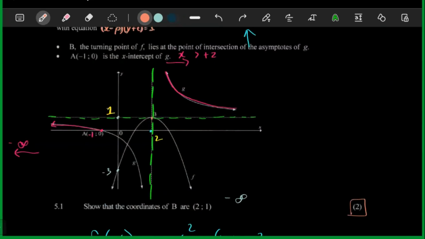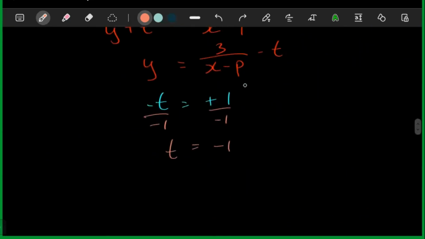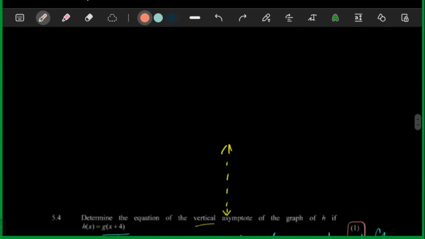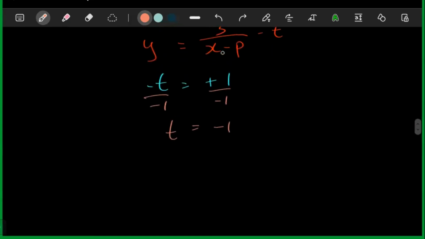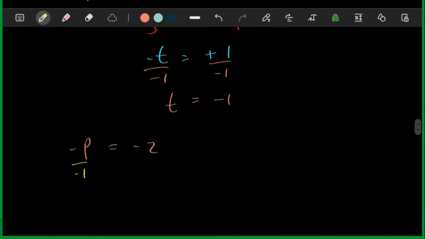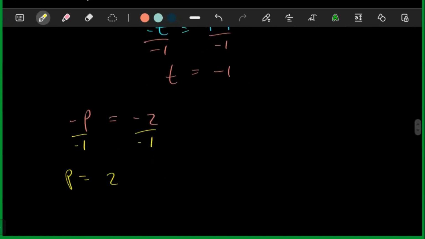The X asymptote is a positive 2. And remember, with the X asymptote, you always choose the opposite. Meaning, if you see a minus 2 here, you will be seeing a plus 2 on the picture. So where we see this minus P, in this very spot, you would need to be seeing a minus 2. So in this case, our value of P is going to be equal to 2. Because if you throw a 2 there, it will be negative times the 2, which is a negative 2. So we have 2 for P, and we have negative 1 for our value of T.